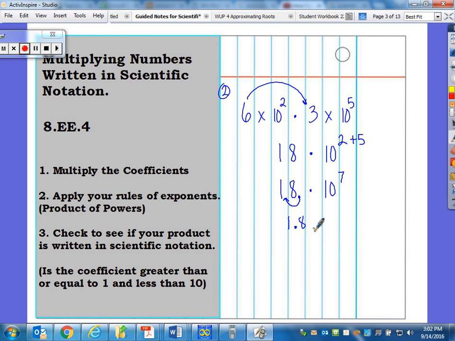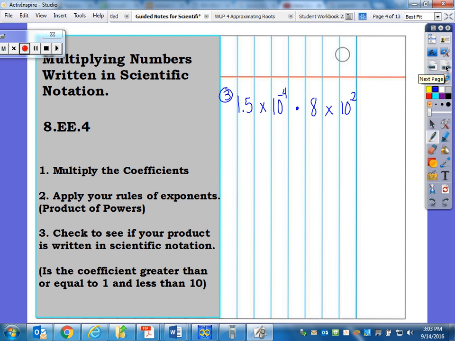Since we decreased the size of the coefficient, we now increase the size of our exponent. Since we moved the decimal place back one place value, we will now add 1 power of 10 to get 10 to the 8th. Now our number is written in scientific notation.